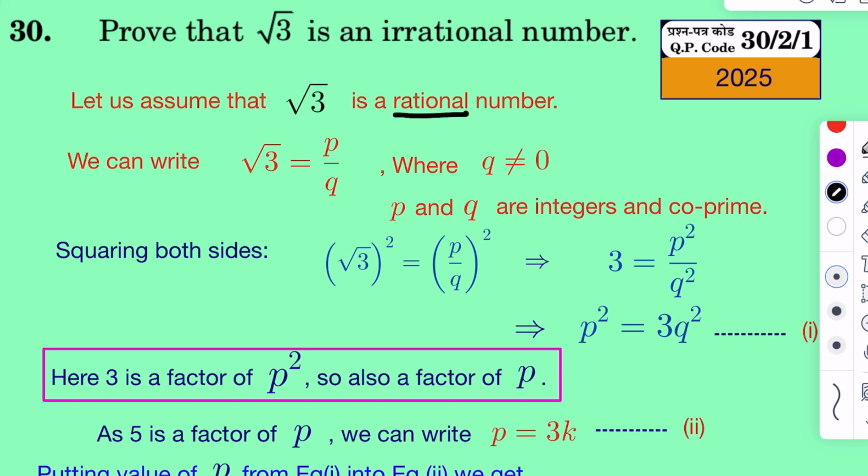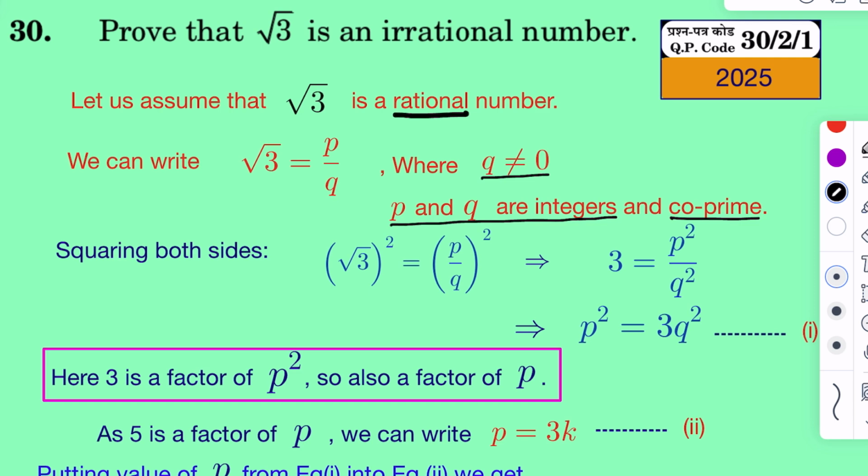First you assume. Next we will write root 3 as p by q, because any rational number can be represented in p by q form, where q is not equal to 0. This is important. And second thing is p and q are integers and co-prime. That you have to always write. Co-prime means p and q have only one common factor, that is 1.